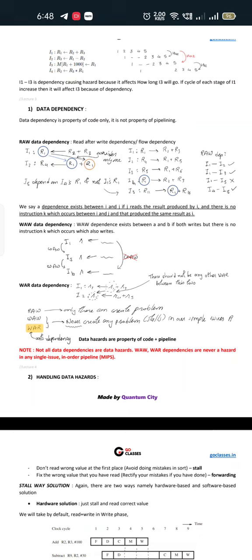A RAW dependency exists between I and J if J reads the result produced by I, and there is no instruction K which occurs between I and J that produces the same result as I.